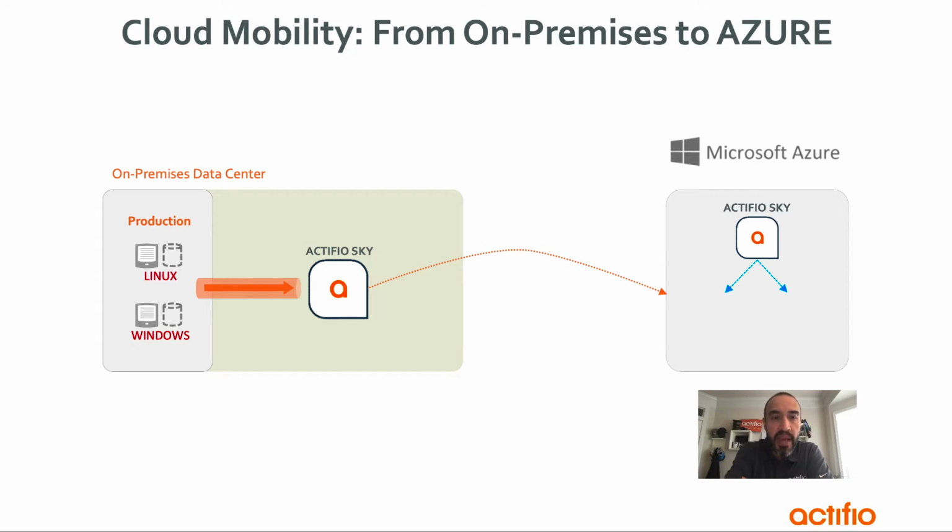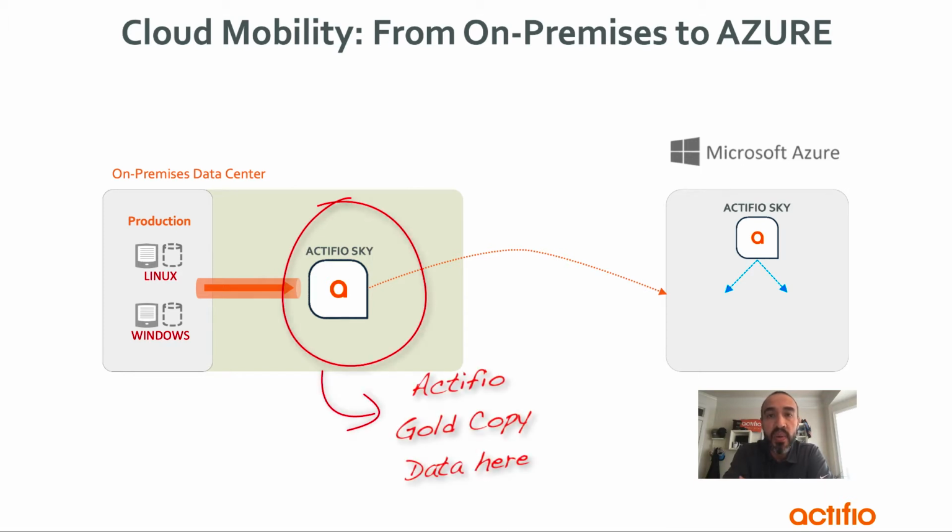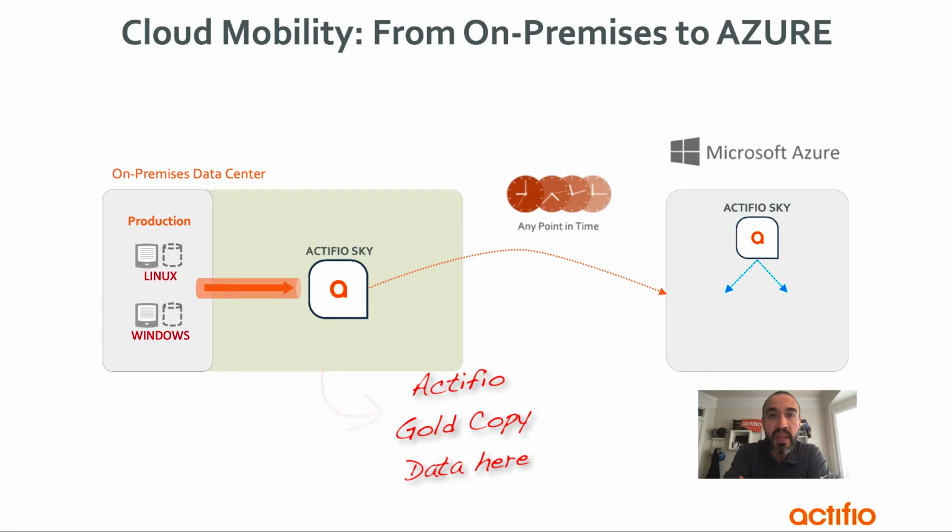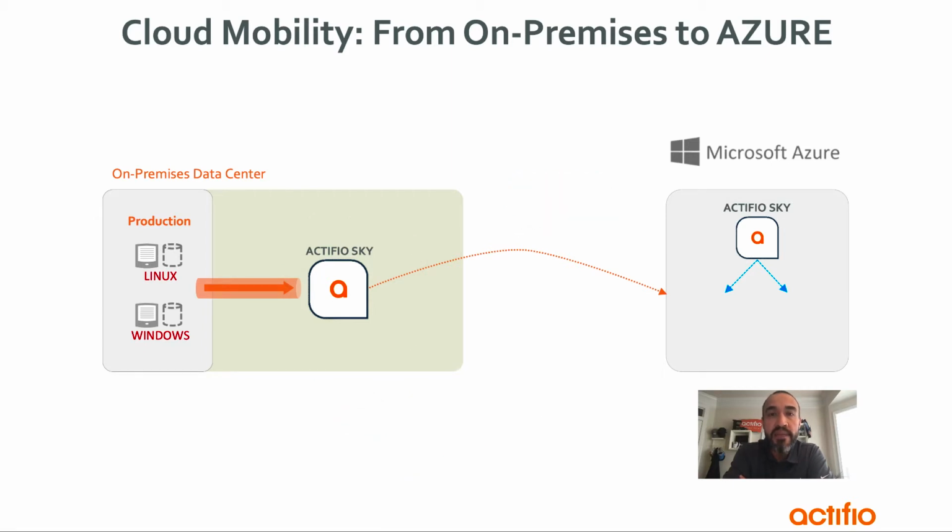I have two machines. One is a Linux machine and the other one is a Windows machine running on a data center on-prem. And through Actifio, which already captured its data and is managing this data, we're going to be able to select any point in time that we want of these virtual machines and effectively start a new machine.